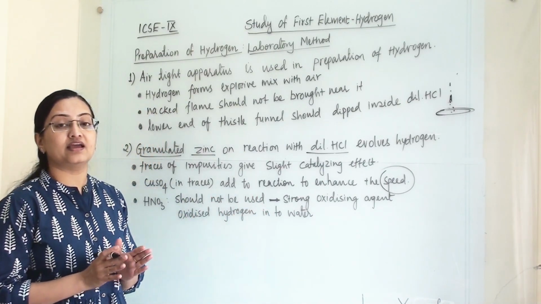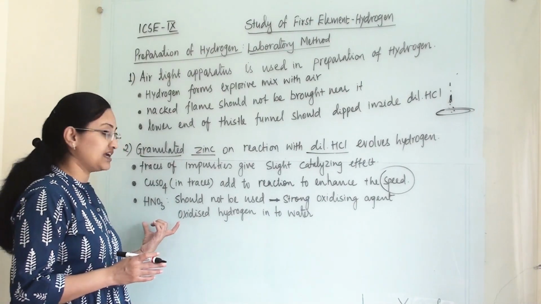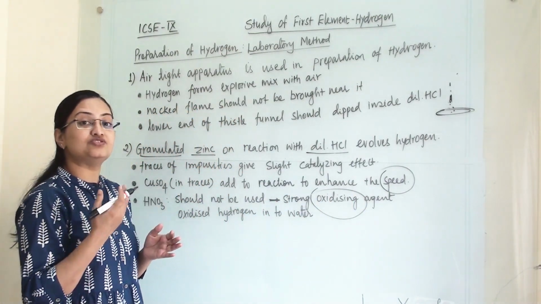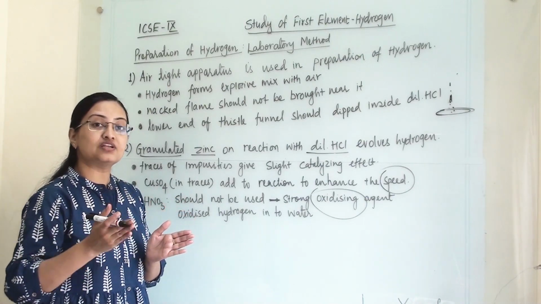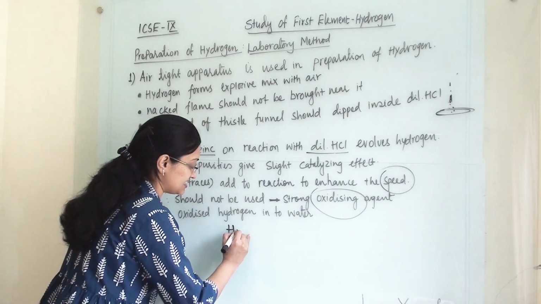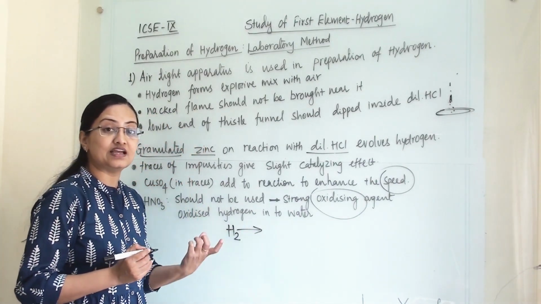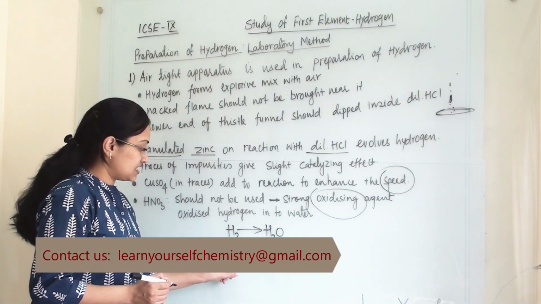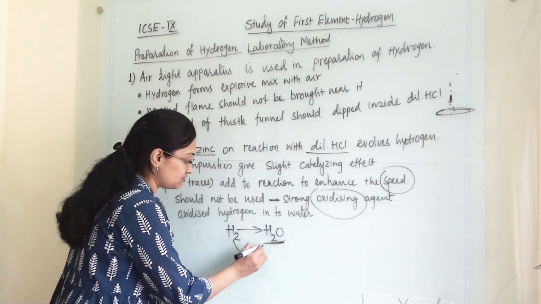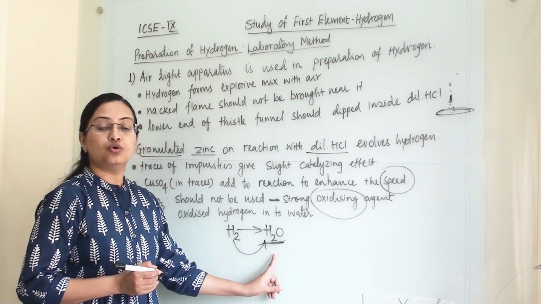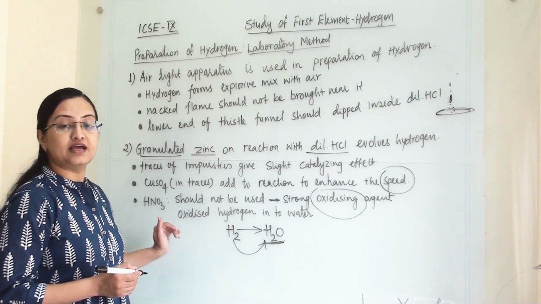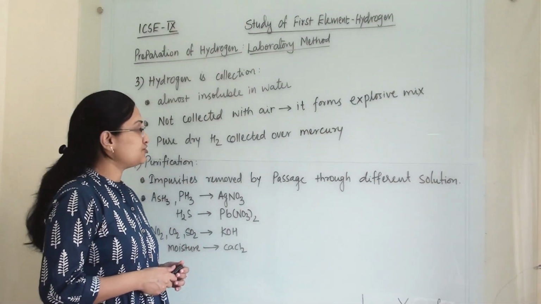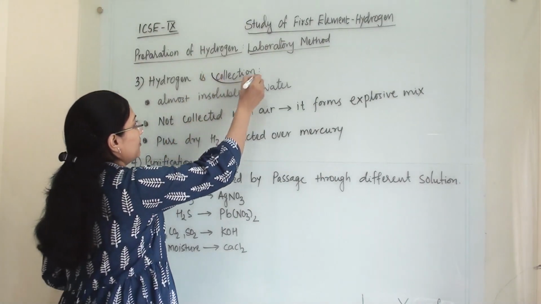Then last one is we can use dilute hydrochloric acid and we can also use dilute sulfuric acid, but it is not advisable to use dilute nitric acid. Why? Because nitric acid is a strong oxidizing agent, and when hydrogen gas is generated, it may oxidize hydrogen gas to water. This is hydrogen gas, and when it reacts with oxygen, it will form H2O. So this is oxidized hydrogen. So this HNO3 will oxidize hydrogen into water. That's why we are not using dilute nitric acid, but we can use dilute sulfuric acid and dilute hydrochloric acid.